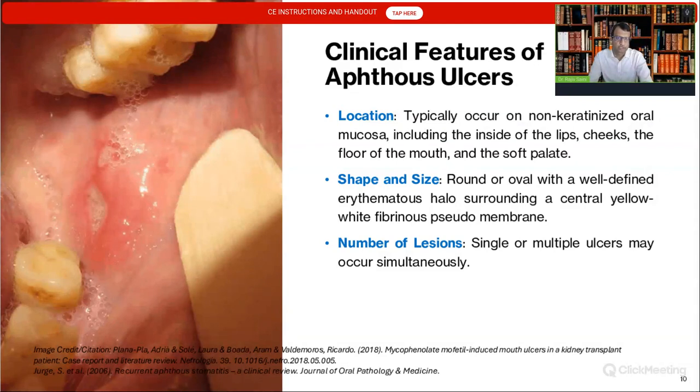When we discuss the shape and the size, this is a typical picture of an aphthous ulcer. It's round or oval in shape with a well-defined erythematous halo surrounding a central yellow-white fibrinous pseudomembrane. So it can be clearly defined. You have a halo region with a yellow pus formation in the center and a well-defined red margin. And they may be present singly or in multiples at the same time, depending upon the clinical situation of that particular time.